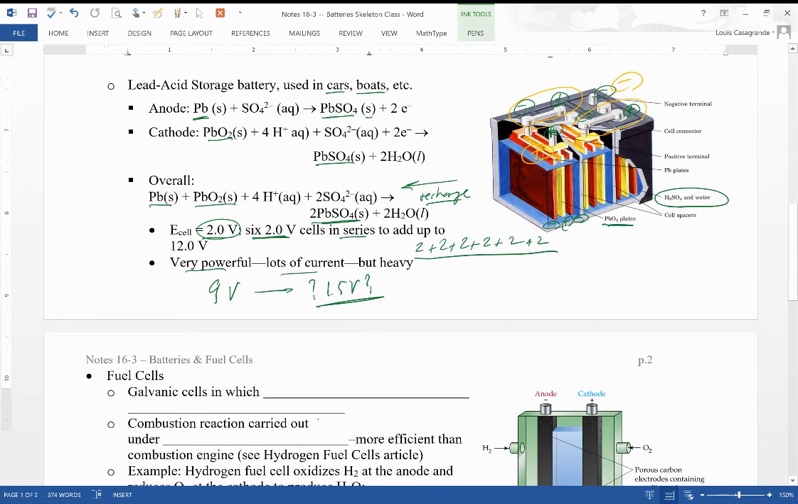Bring in fuel cells. Oh, sorry, one last thing. Because of the lead, even though these lead acid storage batteries are really powerful, they're also very heavy. And so they're not practical in a lot of applications. Like you wouldn't want to use one of them to power something that's really portable, like a phone or a computer.